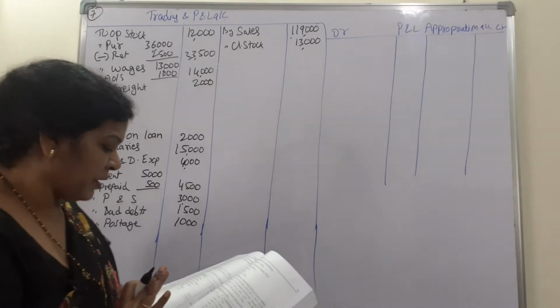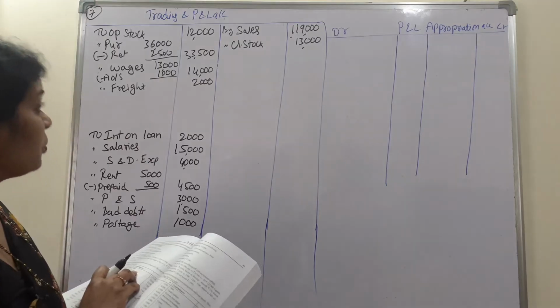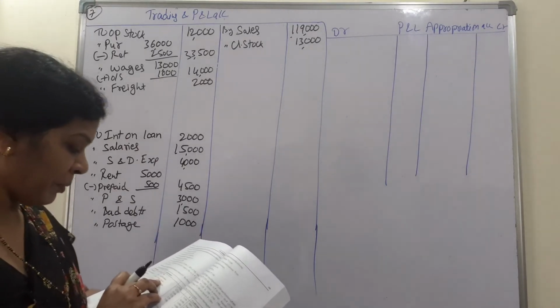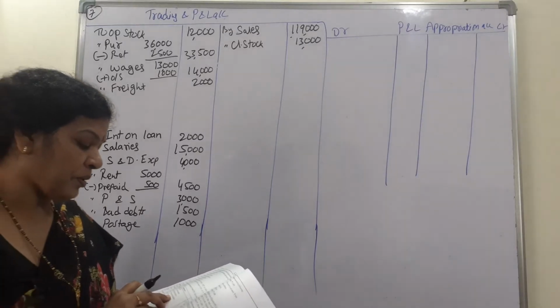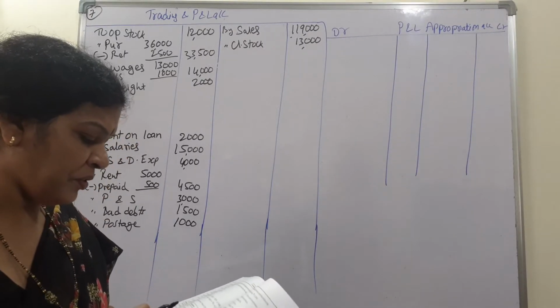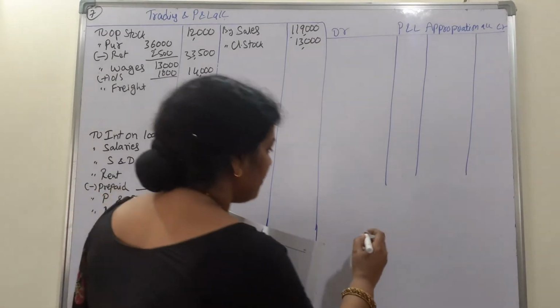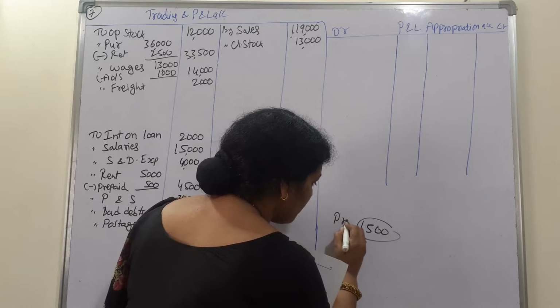Drawings comes in the capital account. And on the credit side, if you see, sales are over. Loan from bank, balance sheet liability. Creditors also balance sheet liability. Provision for bad debts, this we need to see. Already provision for bad debts is given 1,500. We kept a provision of 1,500.